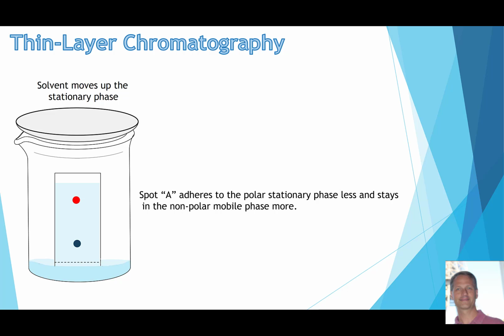In the end, we see that spot A adheres to the polar stationary phase less. It stays in the nonpolar mobile phase more, and because of that, it moves up the TLC plate faster. Whereas B adheres to the polar stationary phase more, and it's lagged behind, it's being pulled behind. So it just moves a little bit less. So we can separate compounds like this.